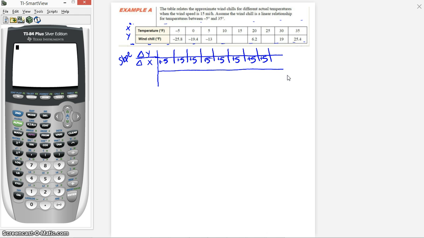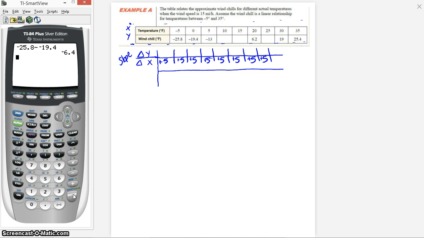So let's look at the wind chill. The first thing is we're going from -25.8 to -19.4. So to find the difference between those two numbers, let's subtract. So go to my calculator, -25.8 minus -19.4. Okay? And the answer is -6.4 when we subtract.